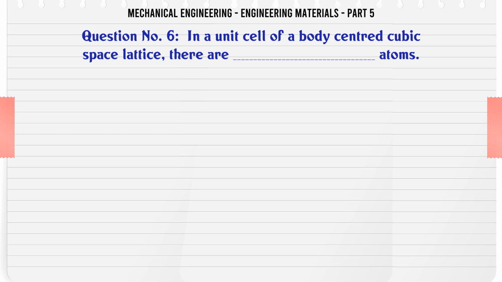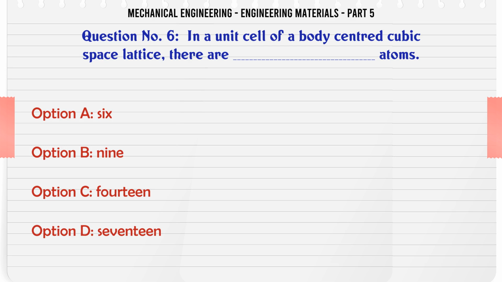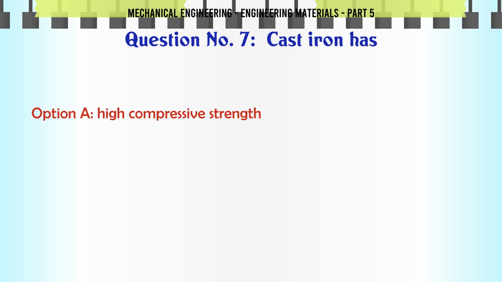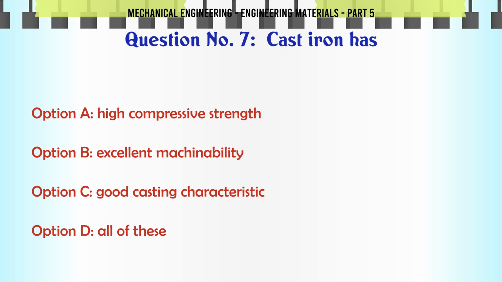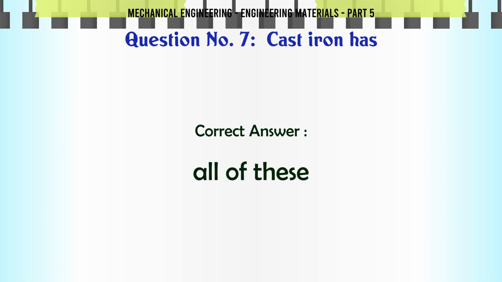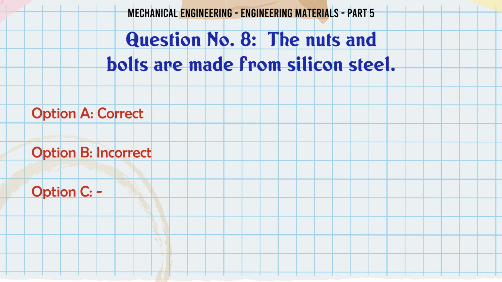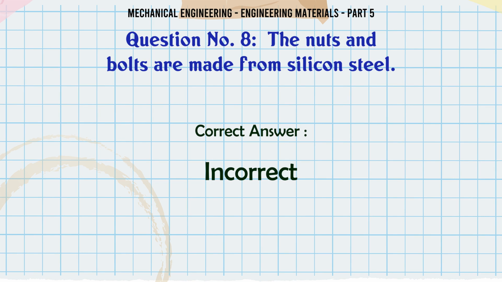In a unit cell of a body-centered cubic space lattice there are atoms A. 6. B. 9. C. 14. D. 17. The correct answer is 9. Cast iron has A. high compressive strength. B. excellent machinability. C. good casting characteristic. D. all of these. The correct answer is all of these. The nuts and bolts are made from silicon steel. A. Correct. B. Incorrect. The correct answer is incorrect.